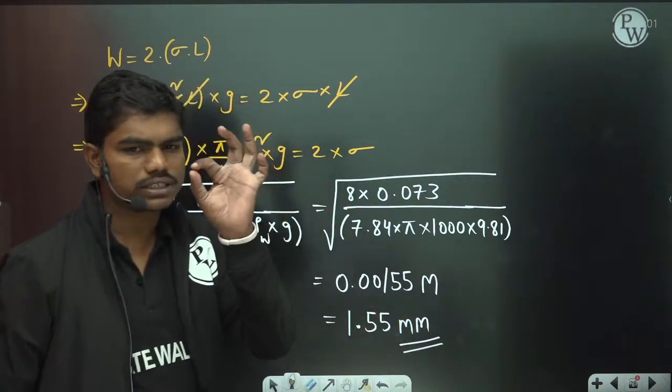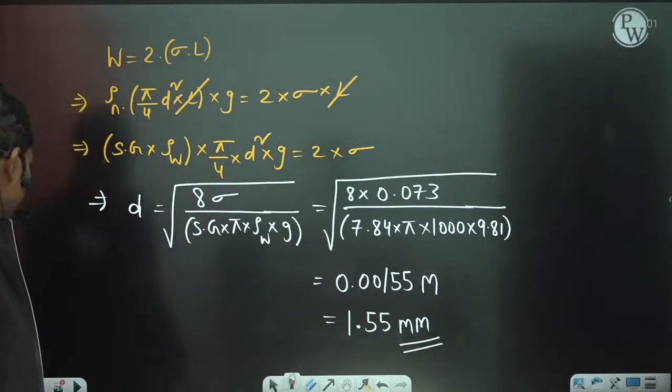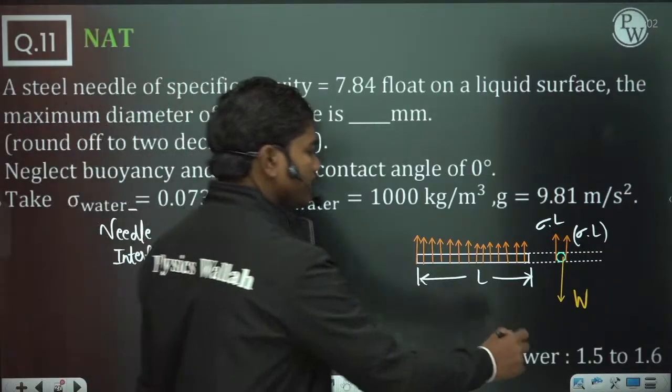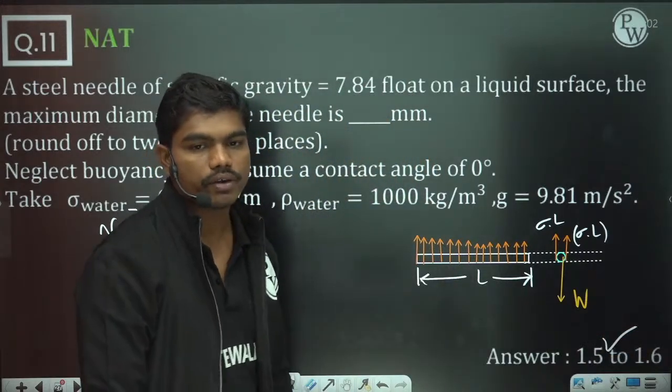Normally, you see needles are very sharp and thin. So 1.55 mm is the diameter of the needle. So 1.55 is in between this 1.5 to 1.6. Okay, so 1.55 mm. Okay, Rajiv.